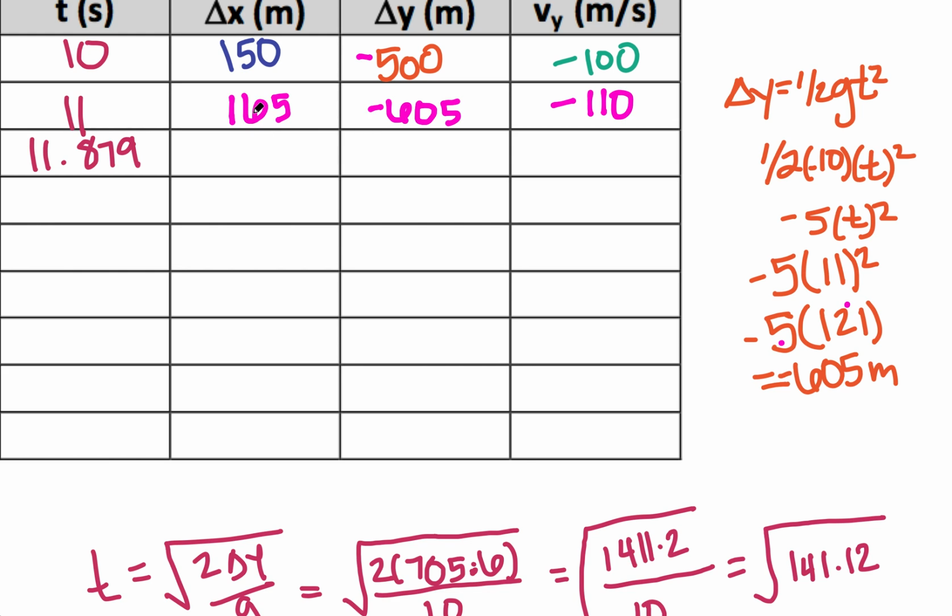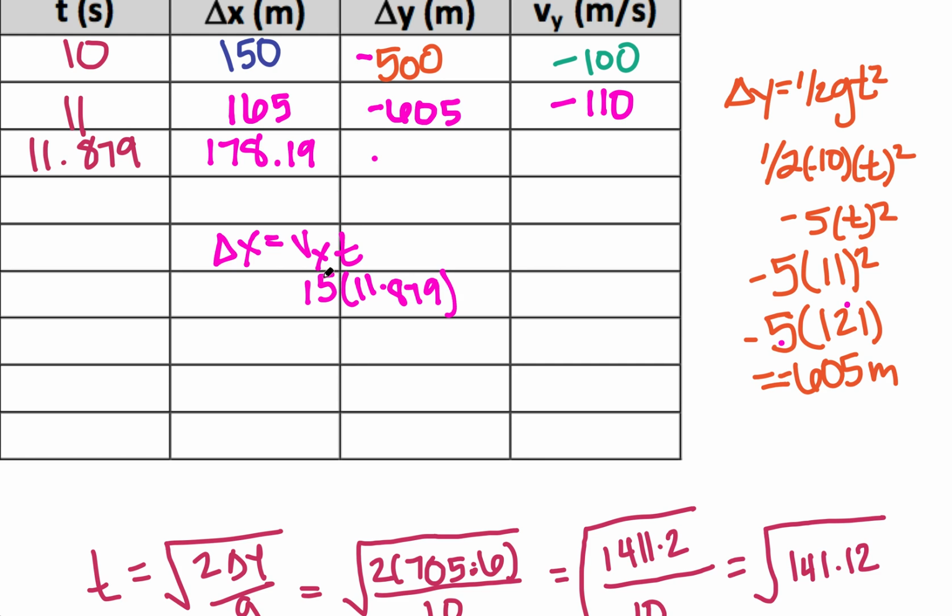11.879. Now, to figure out what your delta x here is, we're just going to use, right, delta x is equal to velocity x times t. And we know that our velocity x is 15 meters per second, and we know our time is 11.879. So at this point, it's not going to be that nice little increment of 15. It's going to be a little bit shy of 15. So it's 15 times 11.879, and I get 178.19. So that is my final delta x.